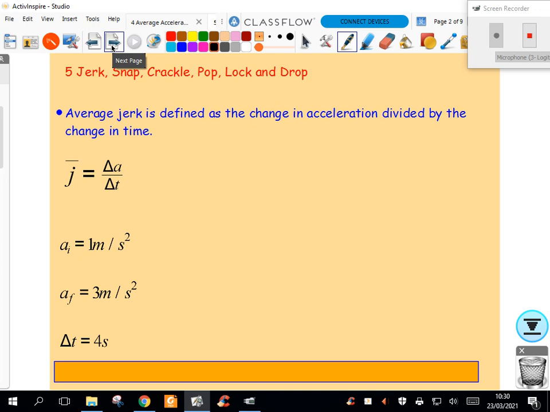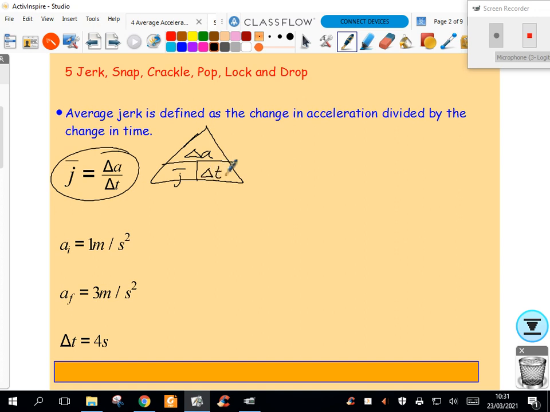If I go further down, the average jerk is defined as the change in acceleration. So velocity, change in position; acceleration, change in velocity; jerk, change in acceleration divided by the change in time. This is its little formula here. Average jerk equals change in acceleration divided by the change in time. And again, it's one of those little triangular relationships.